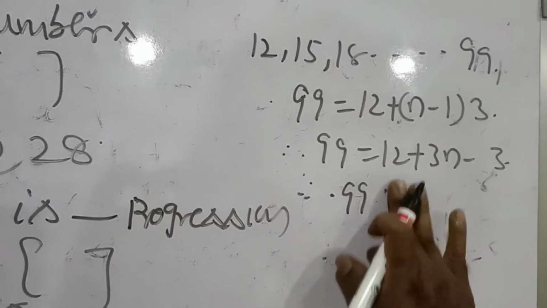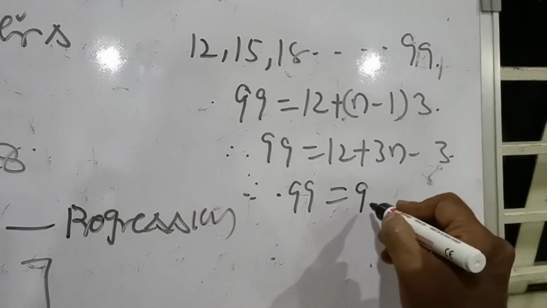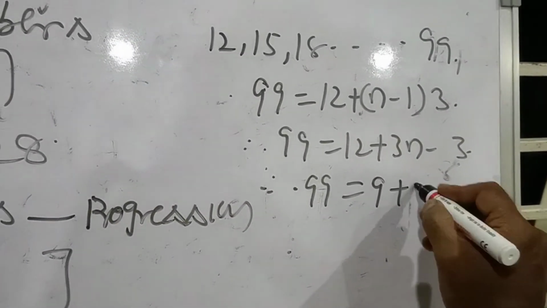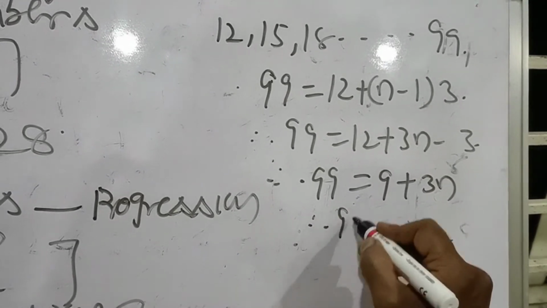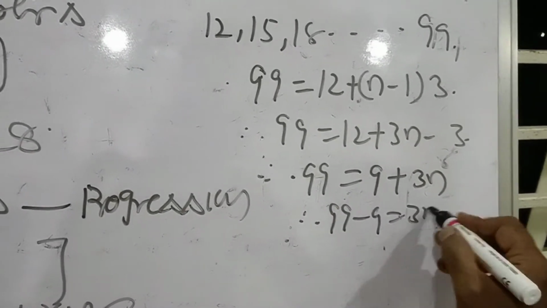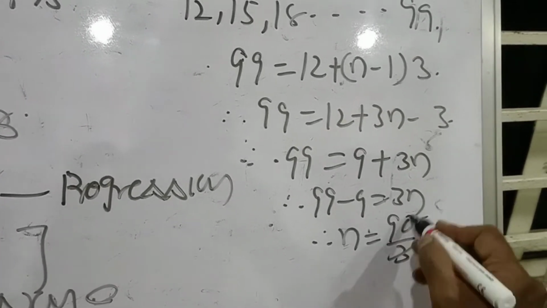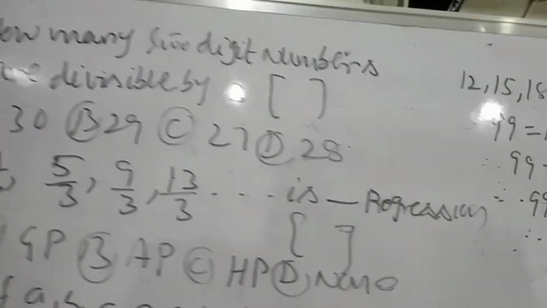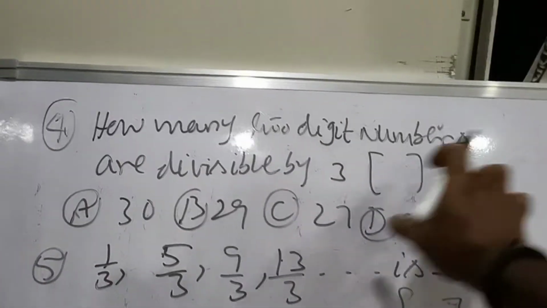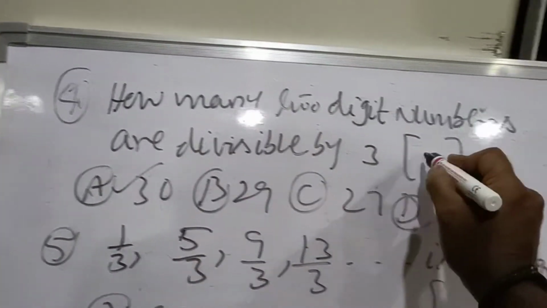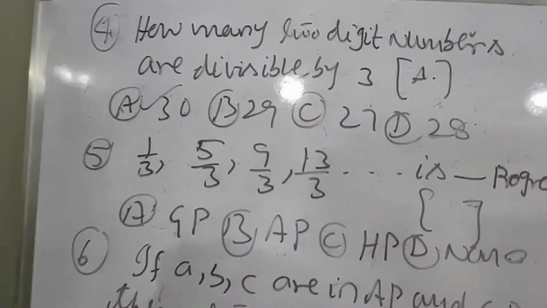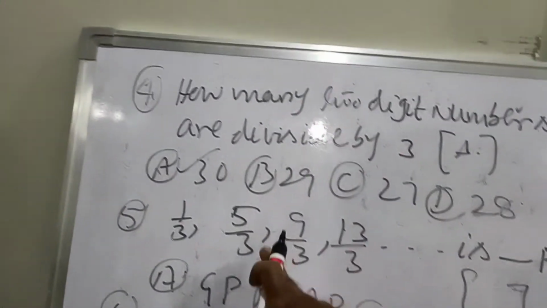99 is equal to 9 plus 3n. 99 minus 9 is equal to 3n. n is equal to 99 minus 9, 90 by 3, 30. Therefore, the option is A. So, there are 30 2-digit numbers divisible by 3.